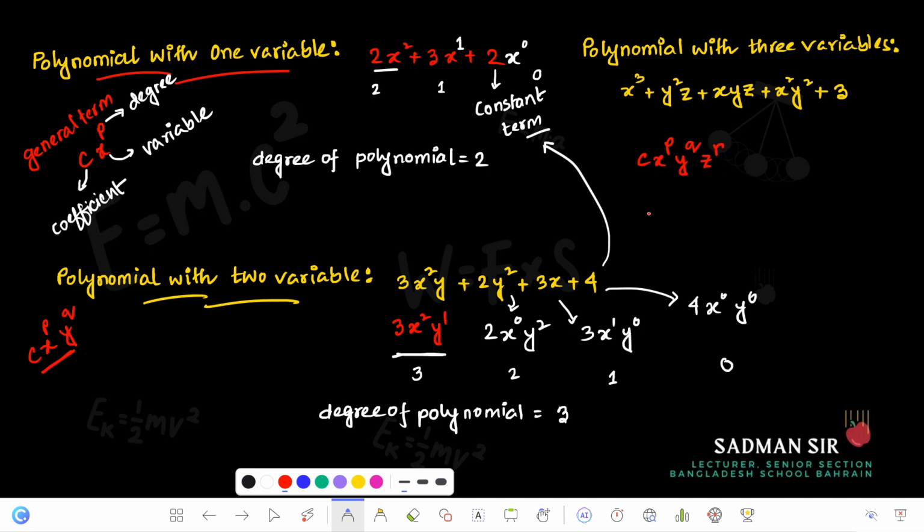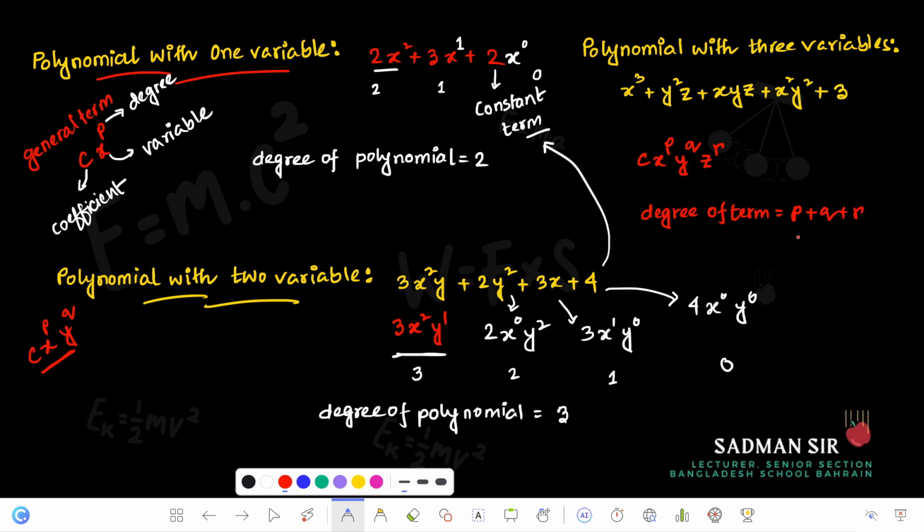So if I want to know the degree of the polynomial, I hope you know by now how to find out the degree of the term. Okay, let us write about degree of the term. So if we have a term like this, what will be the degree? That is the summation of all the degrees, or the powers: p plus q plus r.